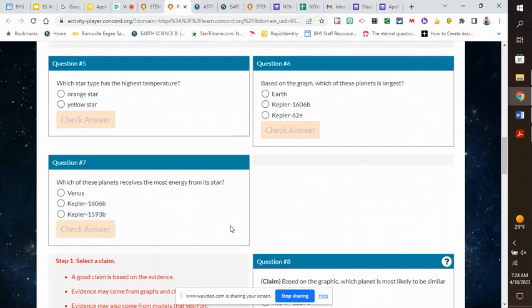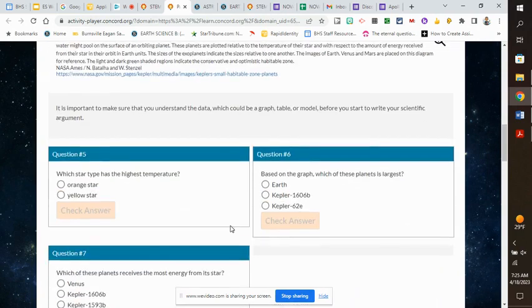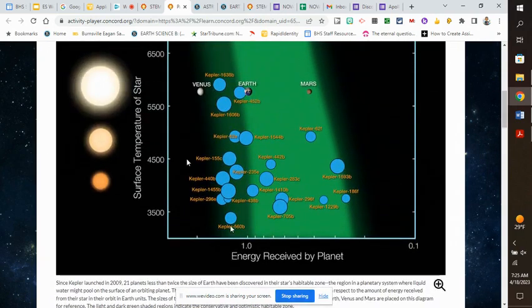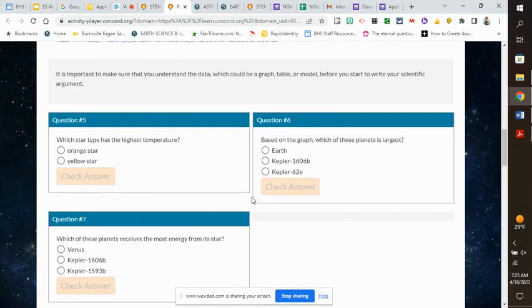Based on the graph, which of these planets is the largest? You should find Earth, Kepler 1606b, and Kepler 62e, and compare their diameters. And finally, question 7, which of these planets receives the most energy from its star? Right? And energy from the star is based on proximity to the left side. Things near the left side of the graph get the most energy from their star.